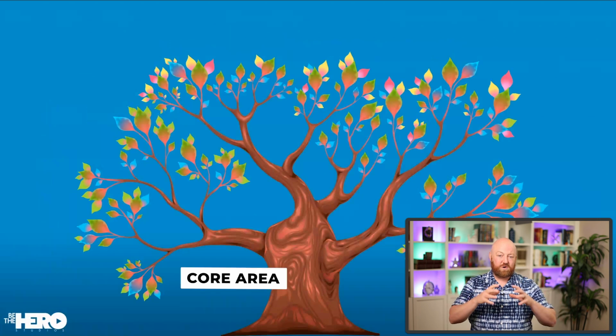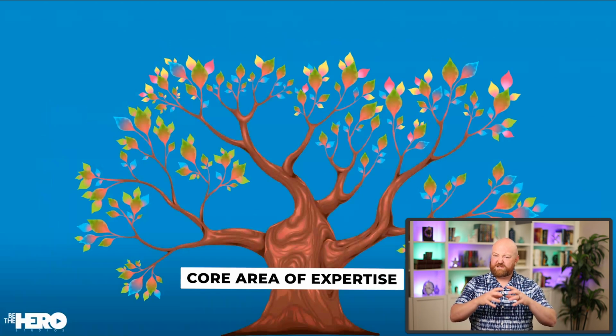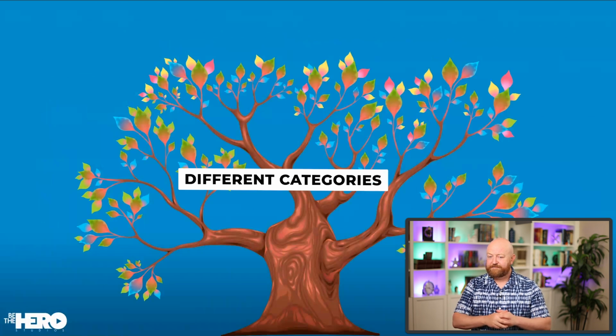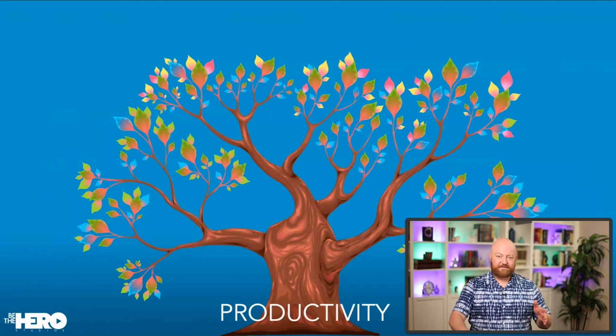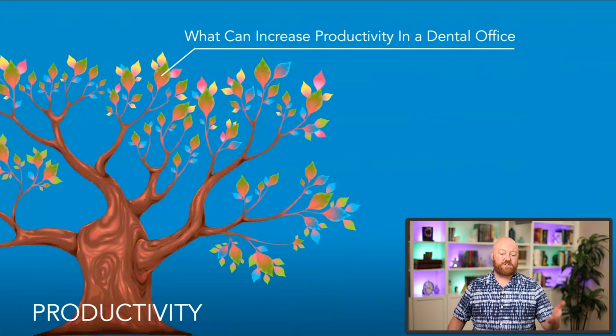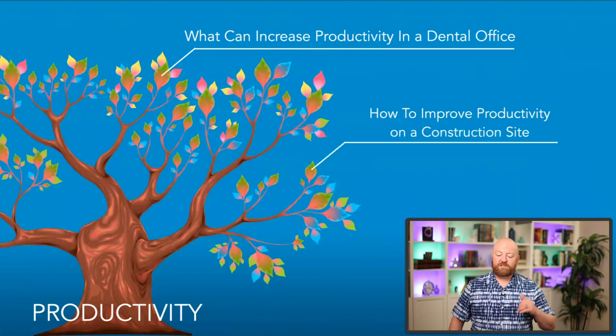The trunk is your core area of expertise. What are you an expert in at its core? And the branches are all the different categories, right? The leaves represent the questions in each of those categories. So let's say you're an expert in productivity. An example of a leaf would be, what can increase productivity in a dental office? Or a different leaf, how to improve productivity on a construction site. These are actual questions that I researched and I discovered that have consistent search volume every month.